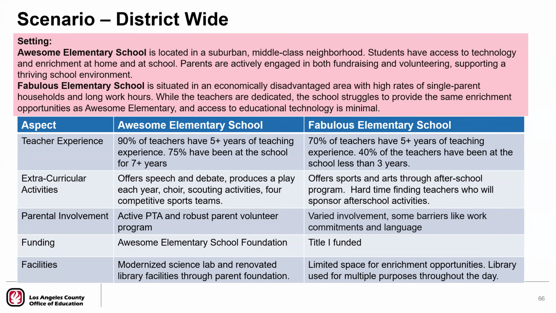Here's a district-wide scenario. Awesome School is situated in an affluent neighborhood benefiting from generous outside funding. A parent foundation supports facilities and there are highly involved parents. On the other hand, Fabulous Elementary is located in a less affluent area, struggling with limited resources, limited space availability, and less parental involvement. Take a moment to read this chart.